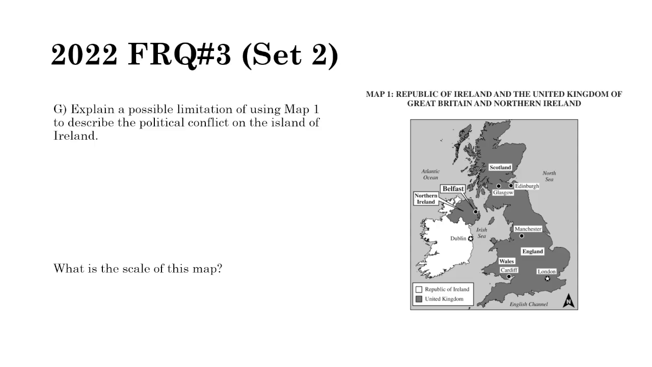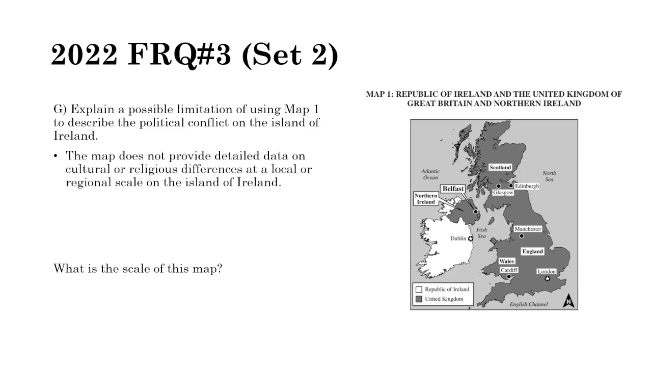But what's the map showing? The map is showing 2 countries, Ireland and the United Kingdom, and it's not showing any thematic data, so it's a reference map. So what's the limitation of using this map to describe the political conflict? Well, you could say the map doesn't provide detail on what's causing the political conflict. It doesn't show what's happening culturally or religiously at a regional scale or even a local scale at Ireland. So we don't even know why the conflict's happening. It's just showing us the countries.